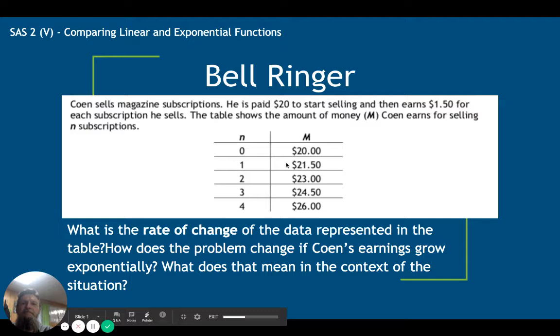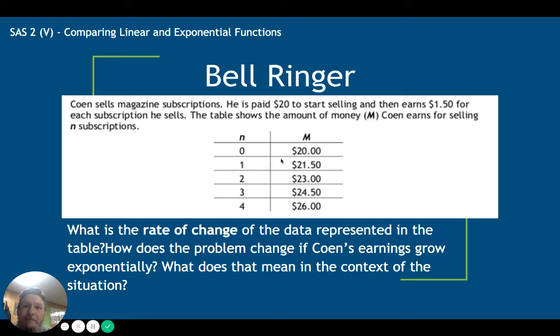All right. Good morning. Today's lesson is in Unit 5. It's SAS 2. Yesterday we did Unit 4's SAS 2. Today we're going to compare linear and exponential functions. It's a real quick lesson. Shouldn't be too hard to understand. So let's look at this bell ringer.